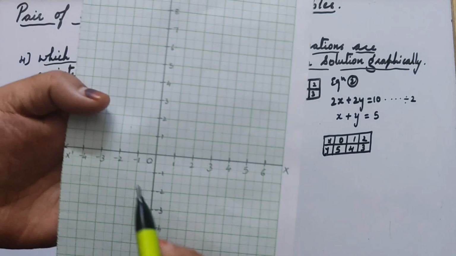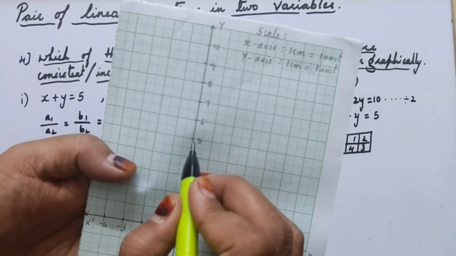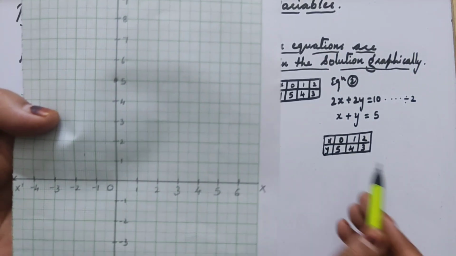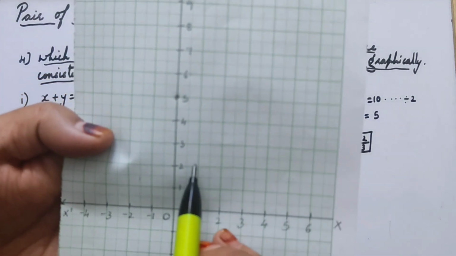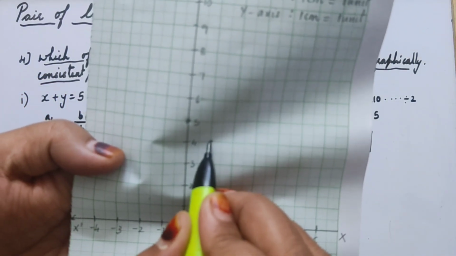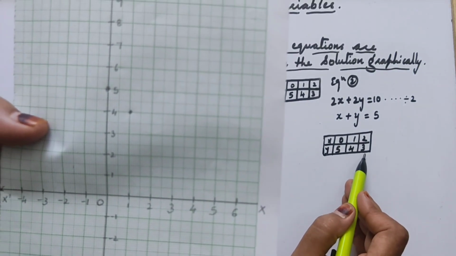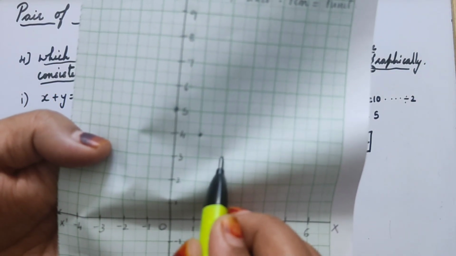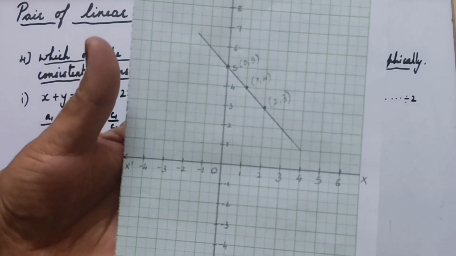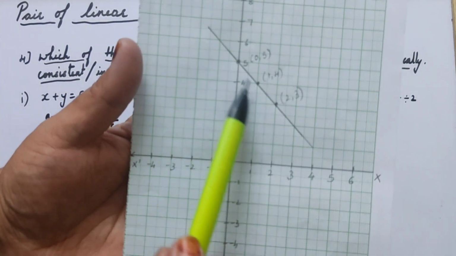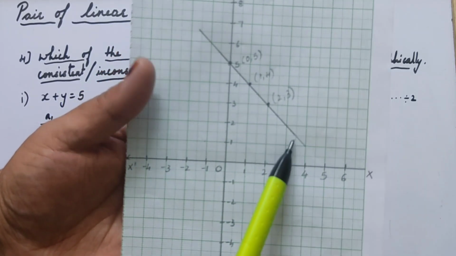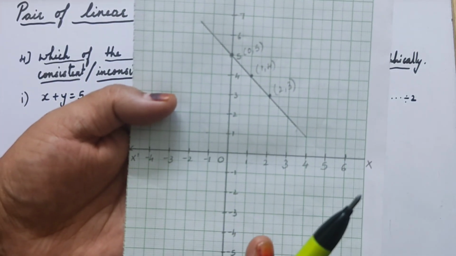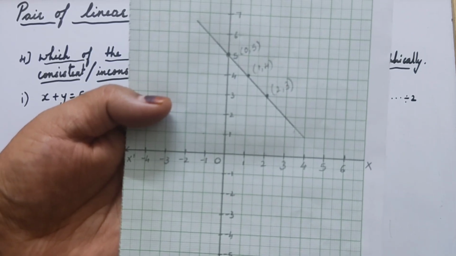0, 5. 0 and 5 is on the y axis. 1, 4. 1 is on the x axis and 4 is on the y axis. Now 2, 3. 2 is on the x axis and 3 is on the y axis. Let's draw the line. I hope this is clear to you all. So this is for equation 1, this is a straight line, and for equation 2 also I'm going to get the same straight line. So this is coincident. I hope this is clear to you all, students.